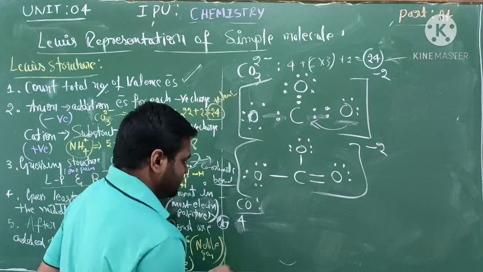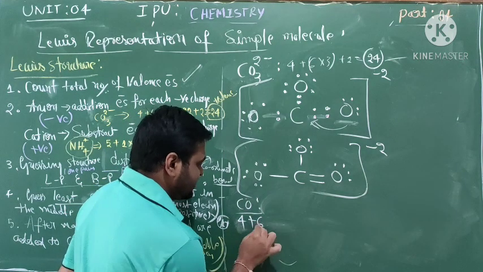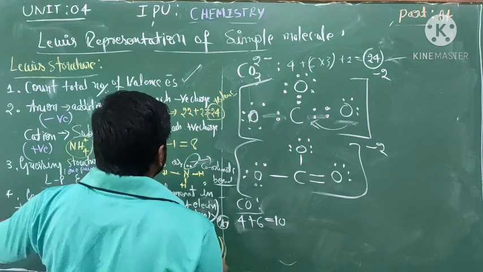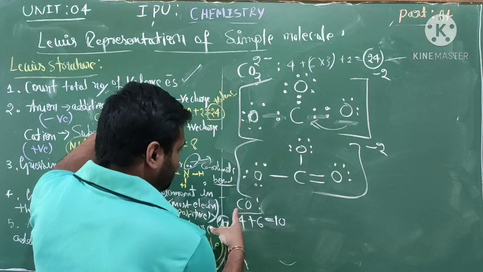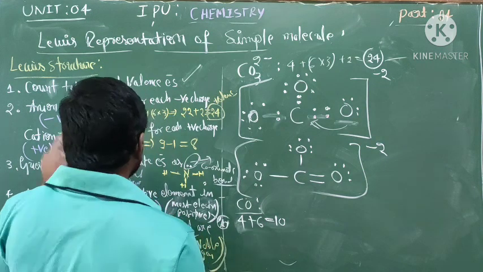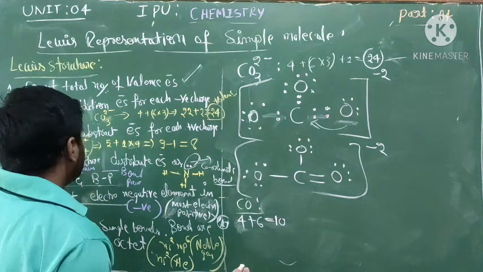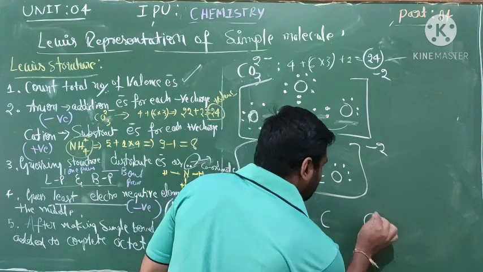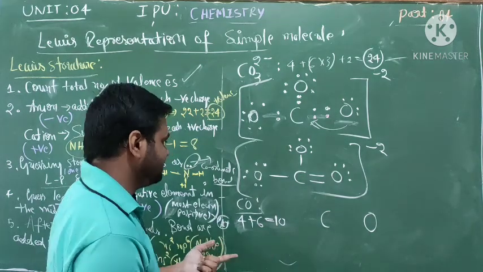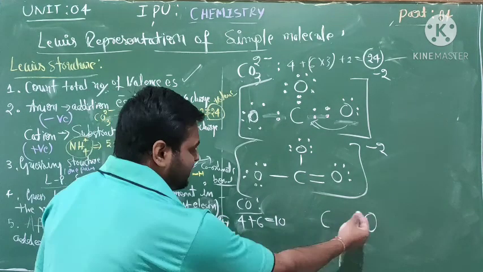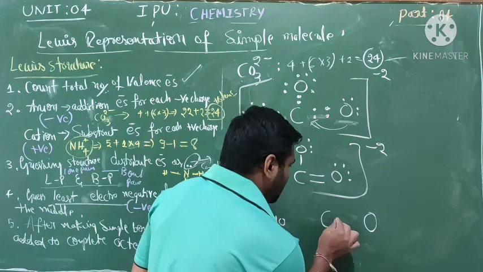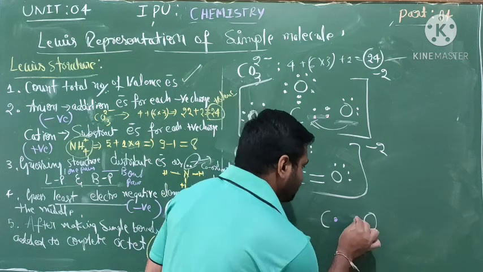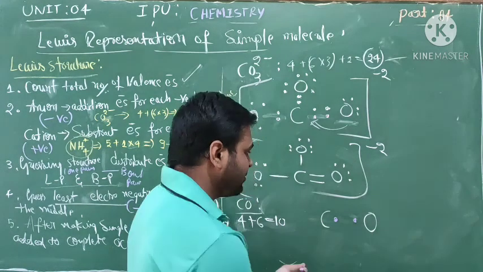Next, going to carbon monoxide. Carbon has 4 valence electrons, oxygen has 6 valence electrons, total is 10. 10 valence electrons in this carbon monoxide molecule. There is no anion or cation; this is a neutral molecule. So now you write carbon and oxygen. Which one is the central atom? Only 2 atoms, don't worry, they are combined by sharing. Carbon's 1 electron and oxygen's 1 electron are shared to form a bond.